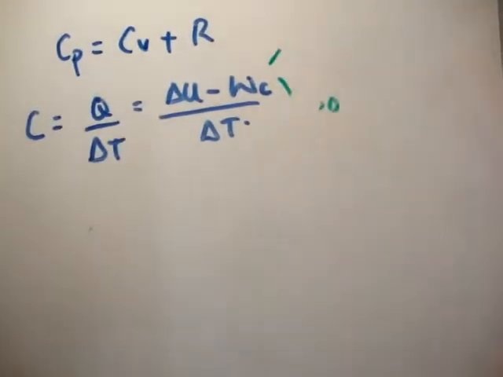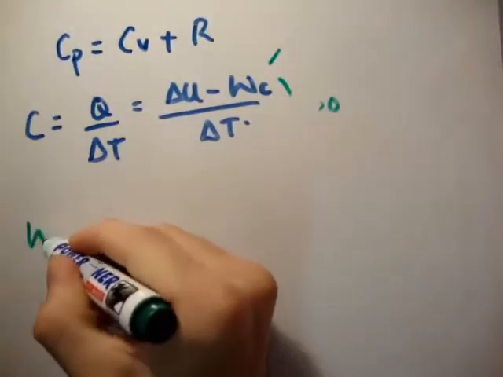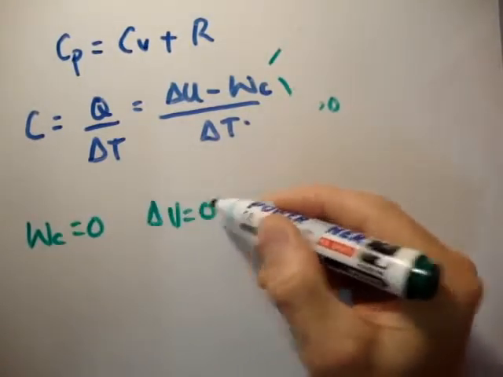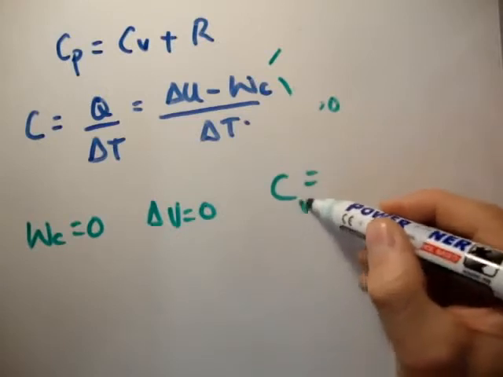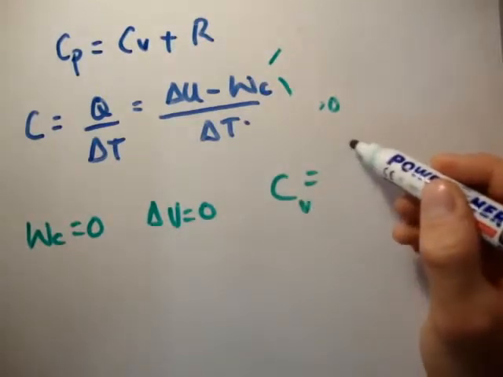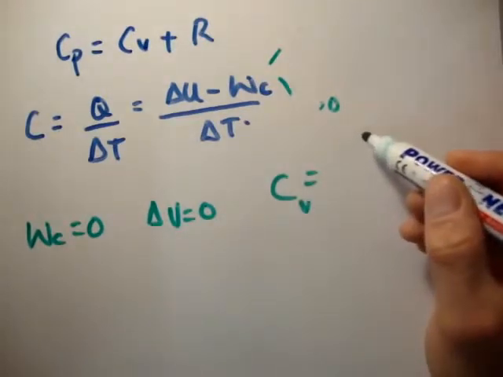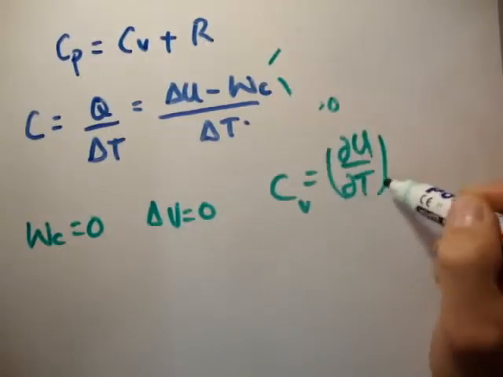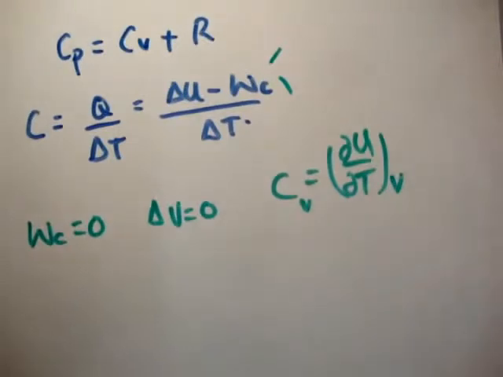So when the compression work is equal to 0, delta V is equal to 0, and we get that the heat capacity at constant volume is delta U over delta T at constant volume. Alright, so now we know that's a certain number.